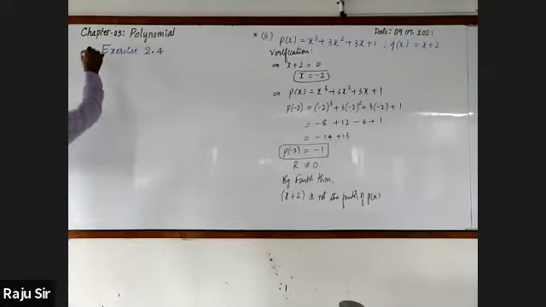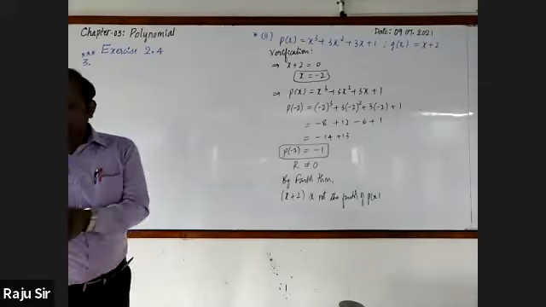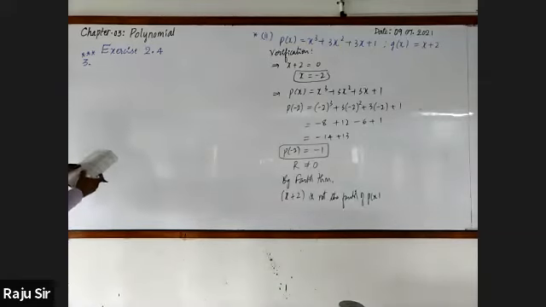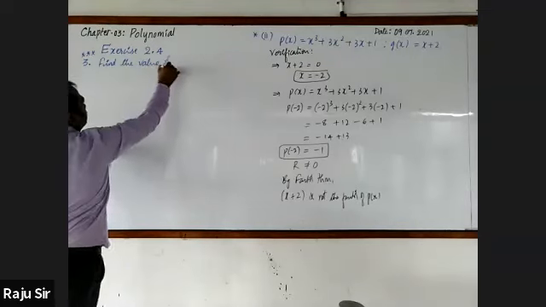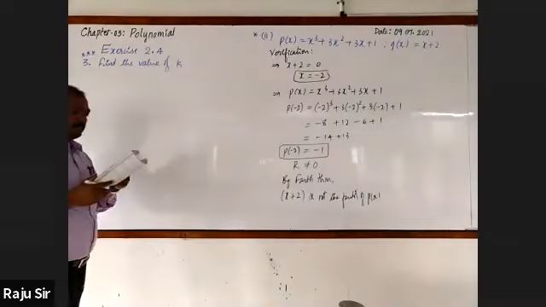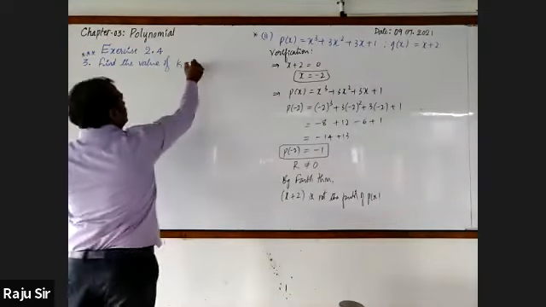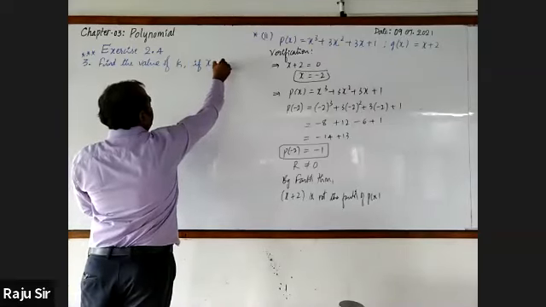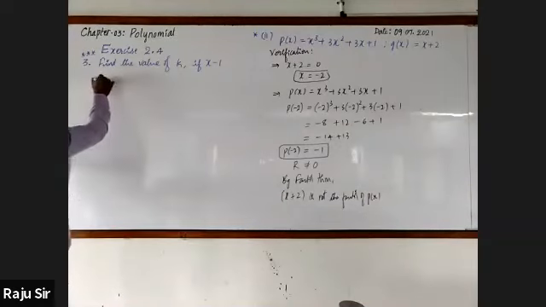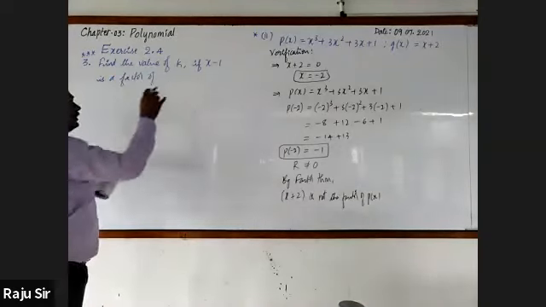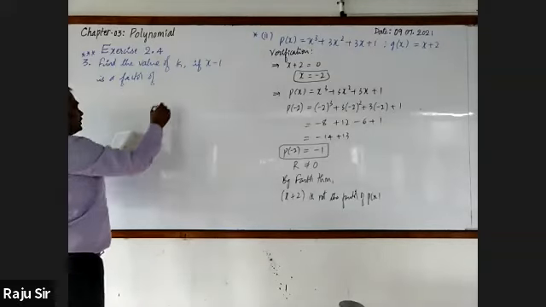Three stars. Find the value of k, if x minus 1 is a factor of p of x.